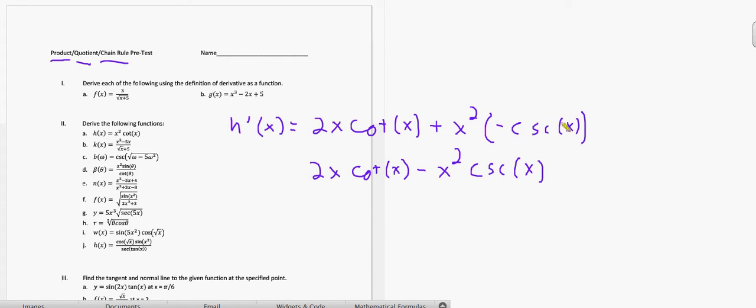Okay, and did I do something wrong here? Yeah, the derivative of cotangent is cosecant squared. There we go. Gotta put that square there. All right. Hopefully you knew that. You were yelling at me back here.